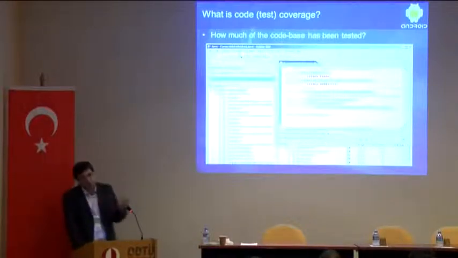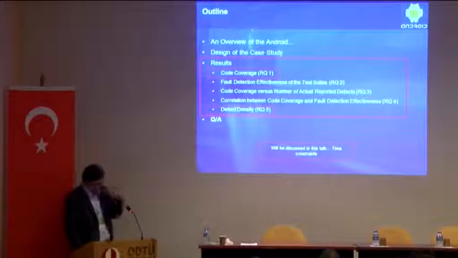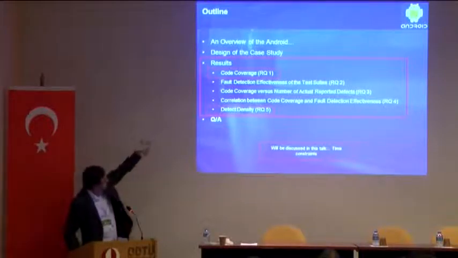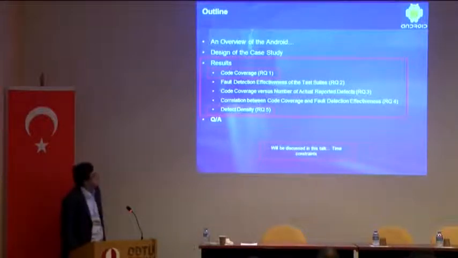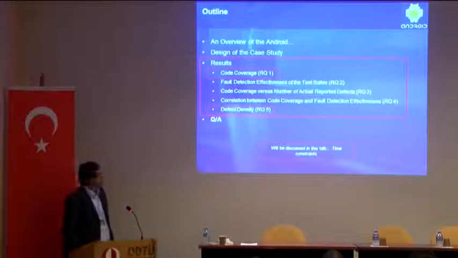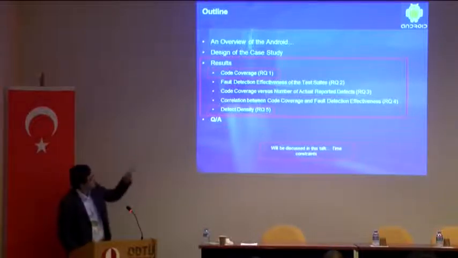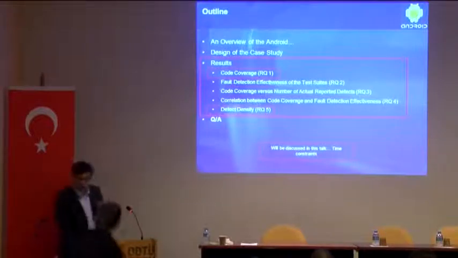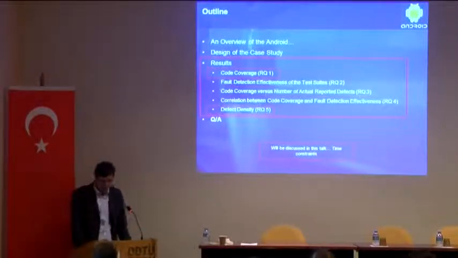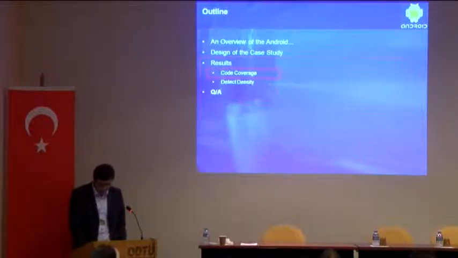So we tried to measure this for Android. We measured these five things: coverage, fault detection effectiveness, coverage versus the number of actual reported bugs in the bug repository of Android, and the correlation between them. Because of the time limitation, two minutes, we'll look at perhaps number 1 and 5, the research questions for number 1 and 5.